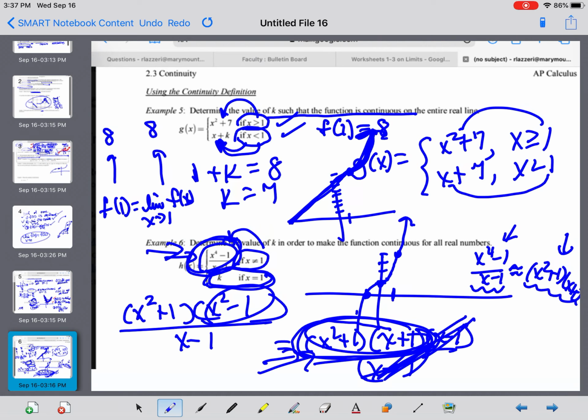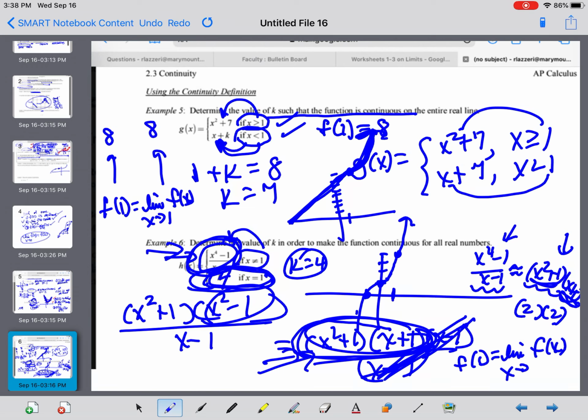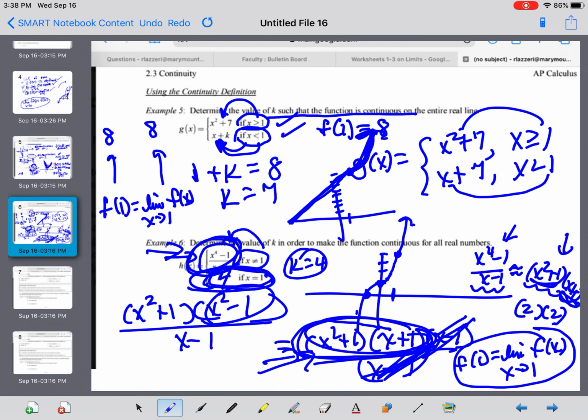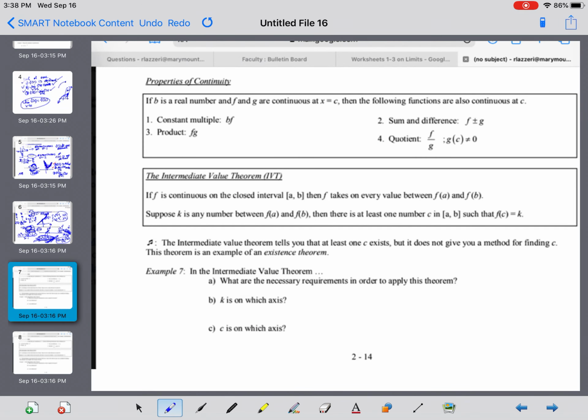And to the naked eye on my calculator, these look exactly the same. So I factor and cancel and then see where the hole is. If I fill in 1 right here, I get 2. And if I fill in 1 right here, I get 2. And so the hole is at 1, 4. So I would want k to be 4. Now I can say f of 1, which is defined right here with k is 4. f of 1 is defined, and it equals the limit of f of x as x approaches 1.